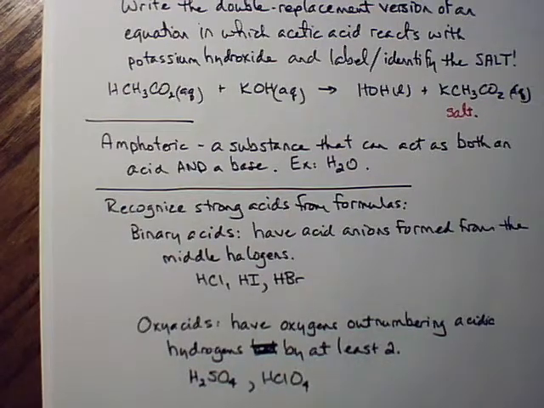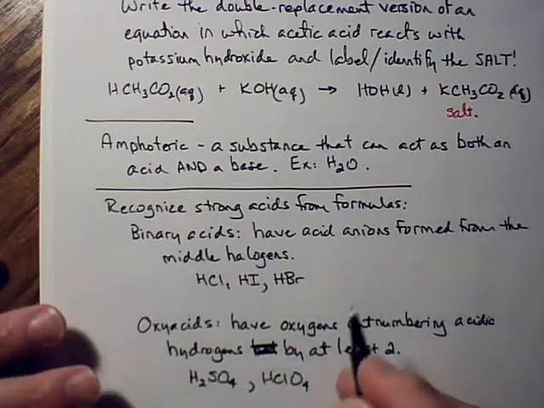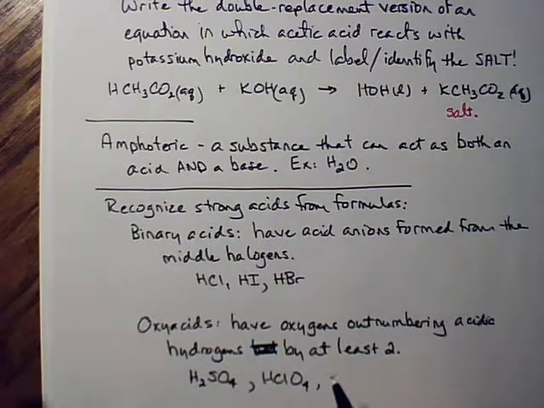Miranda? Do the oxygens outnumber the hydrogens? By how much? So it's more than 2. Is it a strong acid? Yep, by at least 2. And since 3 is more than 2, then it meets the requirement. Is this a strong acid? Okay, there you go. All right.